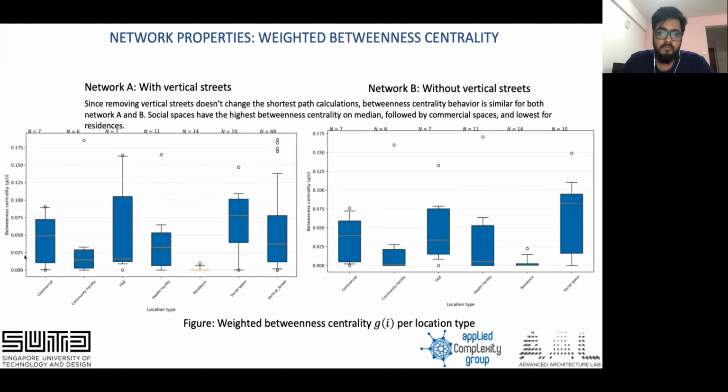The graph here shows the box plot of weighted betweenness centrality for different location types. Removing vertical streets doesn't change the shortest path calculations, so betweenness centrality behavior is the same for both networks. We see that the social spaces have the highest betweenness centrality on median, followed by the commercial spaces, while the residences have the lowest betweenness centrality. This makes sense because it is likely the architects considered the privacy of the residents during design. They kept them away from being central to public traffic while encouraging it for social spaces.